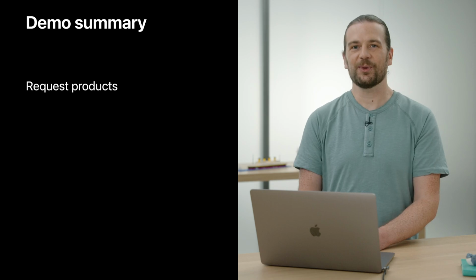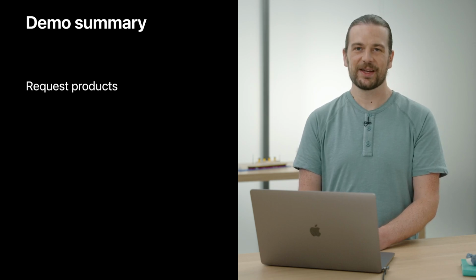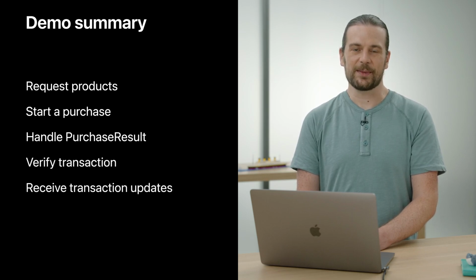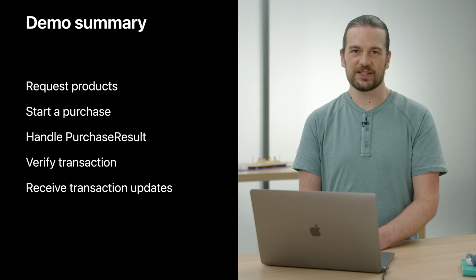I just showed you how easy it is to request products, start a purchase, react to different purchase results, verify the integrity of a transaction, and receive updates from the App Store for pending transactions, all using StoreKit 2. Now let's go back to Ross for an introduction on working with your user's transaction history and subscription status.